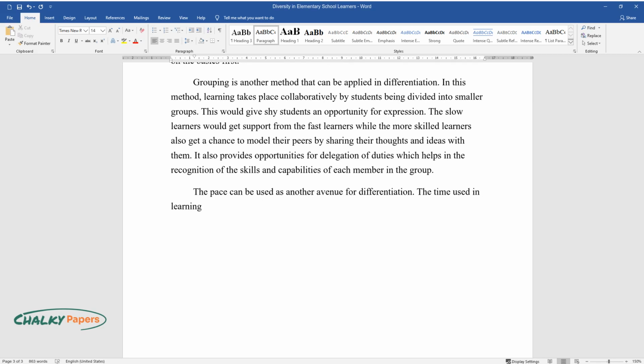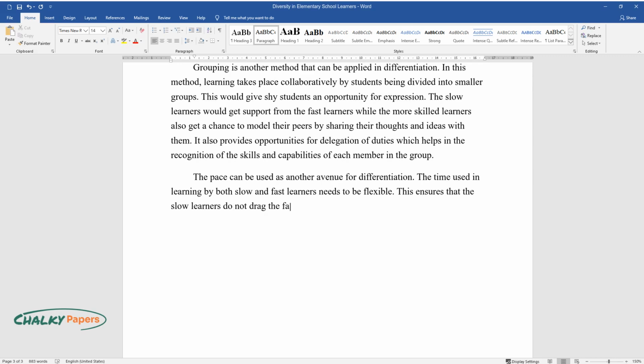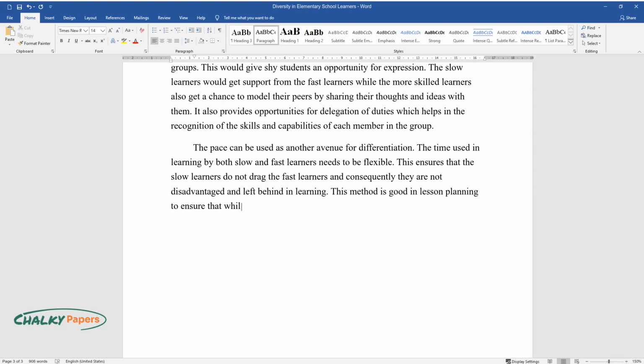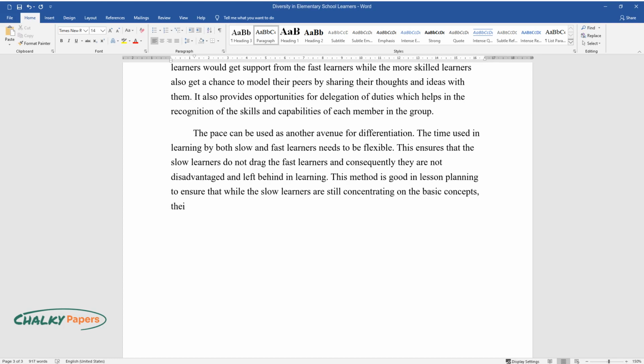The time used in learning by both slow and fast learners needs to be flexible. This ensures that the slow learners do not drag the fast learners, and consequently they are not disadvantaged and left behind in learning. This method is good in lesson planning to ensure that while the slow learners are still concentrating on the basic concepts, their fast colleagues get involved in complicated tasks.